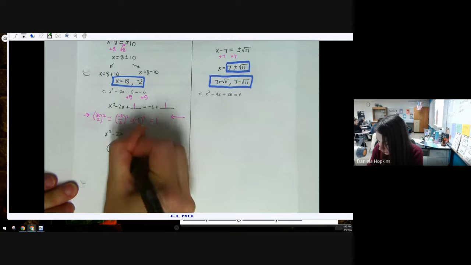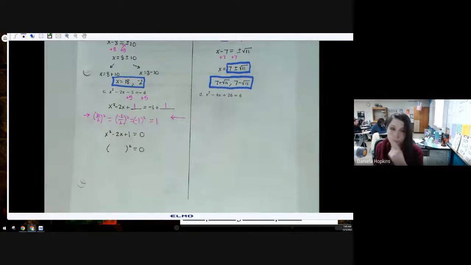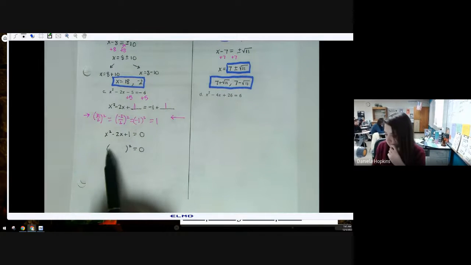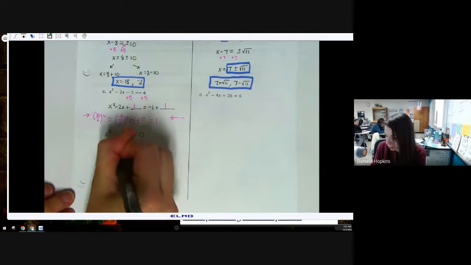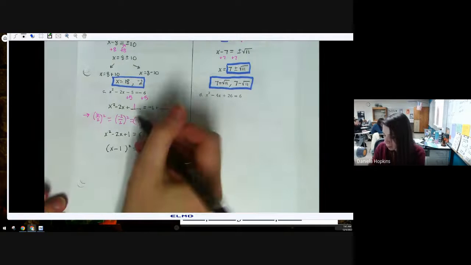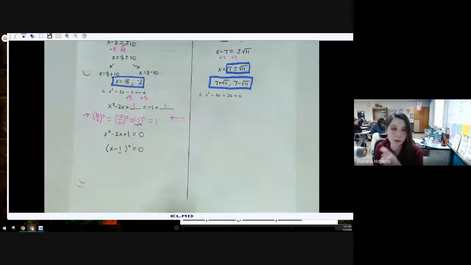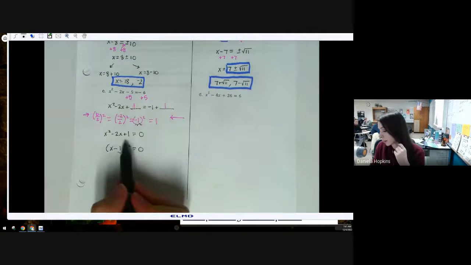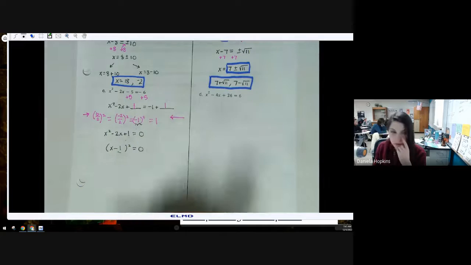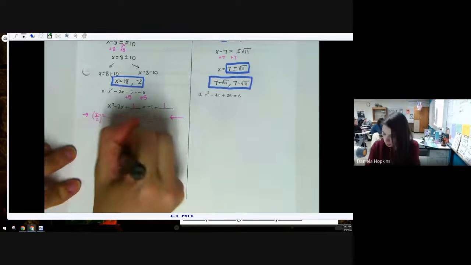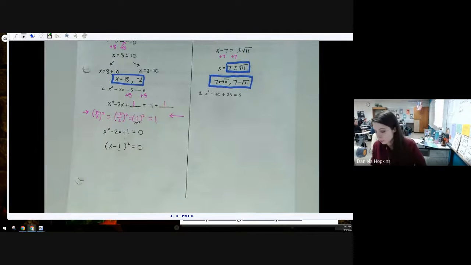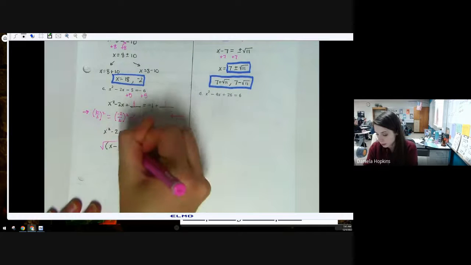What does it factor as? X minus 1 squared. Good. You can pull that right from here. That's this number here. Or you can just look at it and say what multiplies to positive 1 adds to negative 2. From here, hopefully you guys can see what the answer is anyways, but go ahead and take a square root.